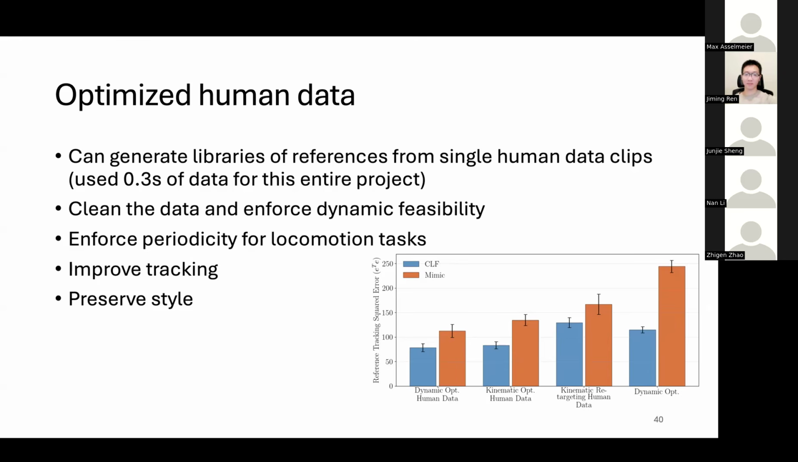We get to enforce periodicity for locomotion tasks, which I think is pretty much impossible to get just raw from human data. I mean, you might get close, but I think it's going to be impossible to actually get periodicity, and for steady state walking and running, that's what you have. We can then improve our tracking, and we can also preserve style over a large range of speeds. So the human data was going at about 3.6 meters per second, and we stretched this down to 1.1. And it worked for this whole 2+ meters per second range.